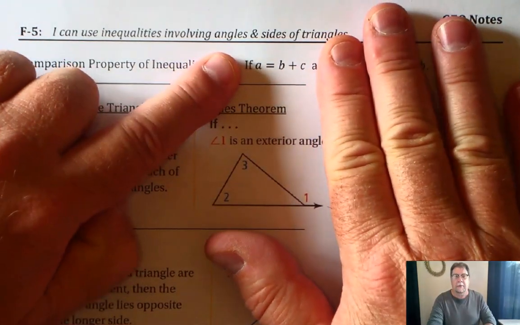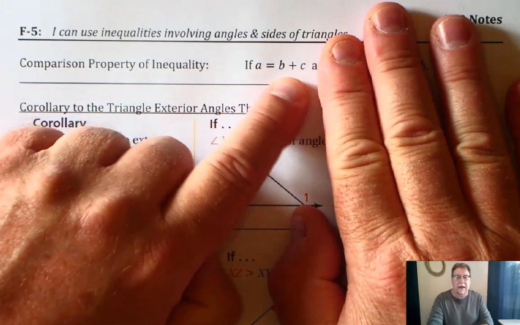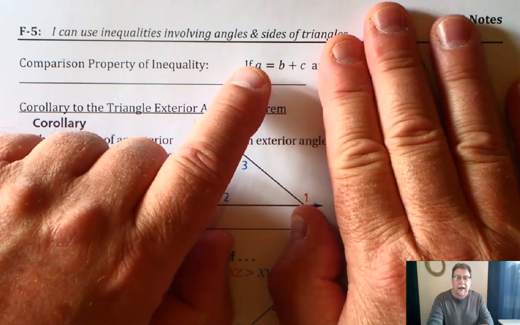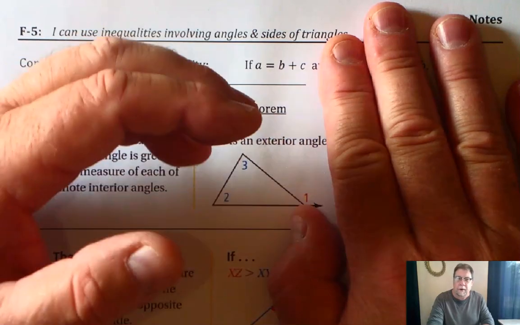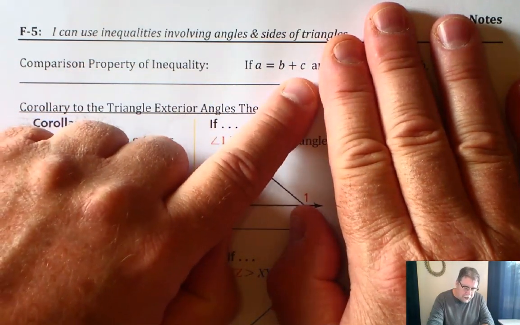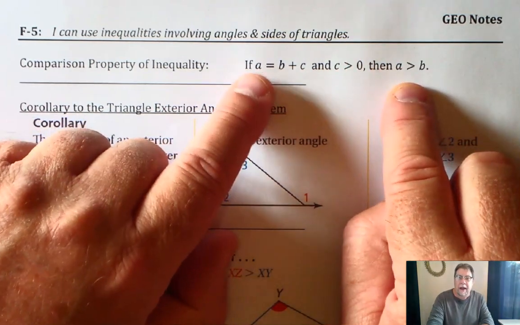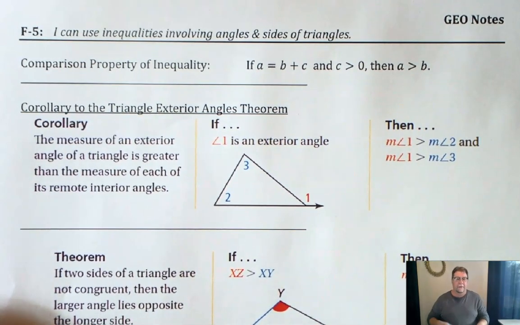Assume that A equals B plus C. Obviously, if you said of those three numbers which one would be the largest, A would logically be the largest, unless something was negative, but we're going to assume that nothing is negative here. So A would be larger. We also know that C has to be greater than 0. So if that's true, then we know that A has to be larger than B. That's a pretty logical statement to say right there.